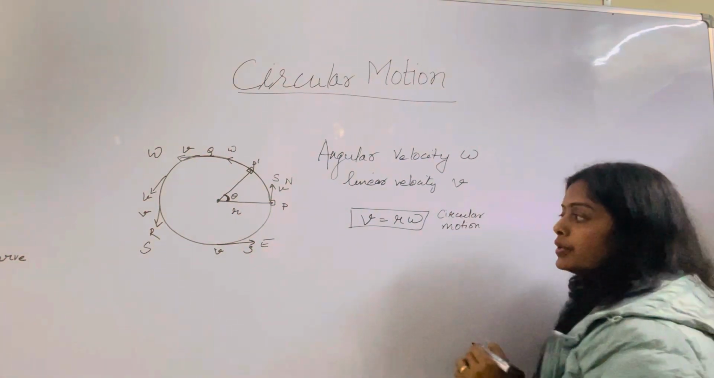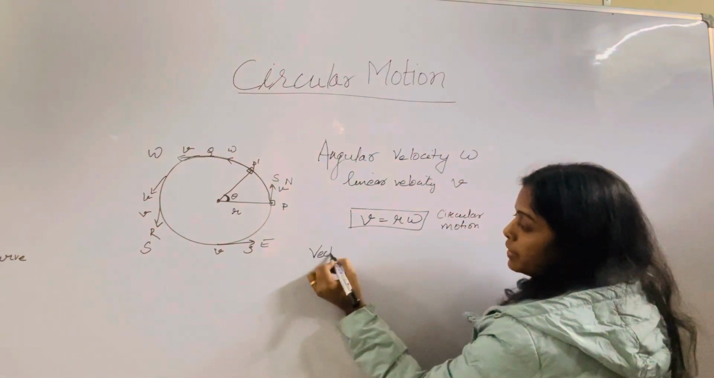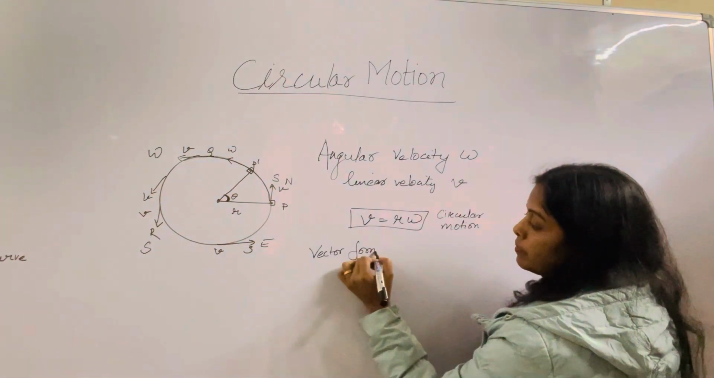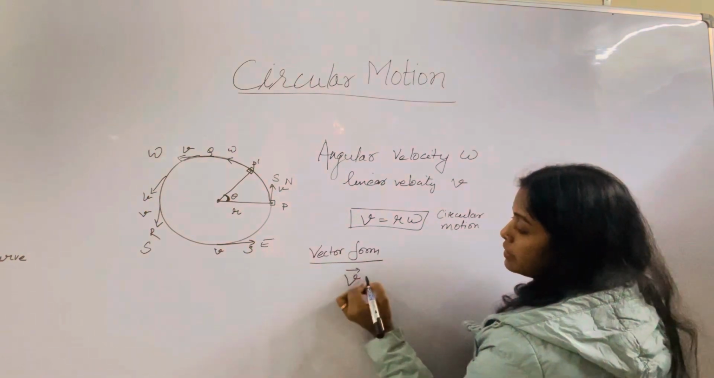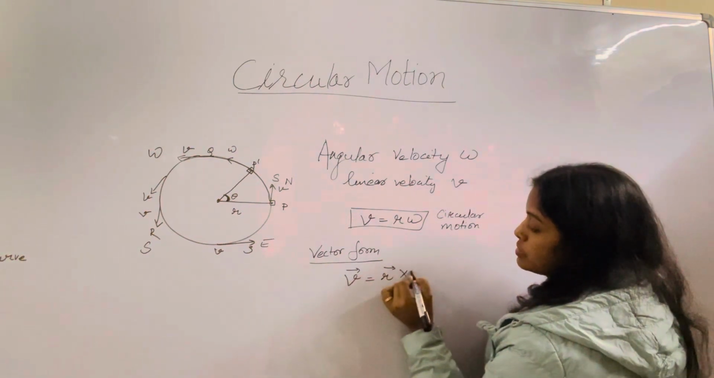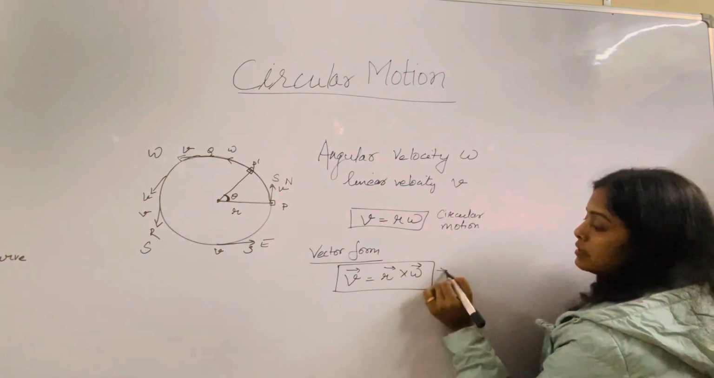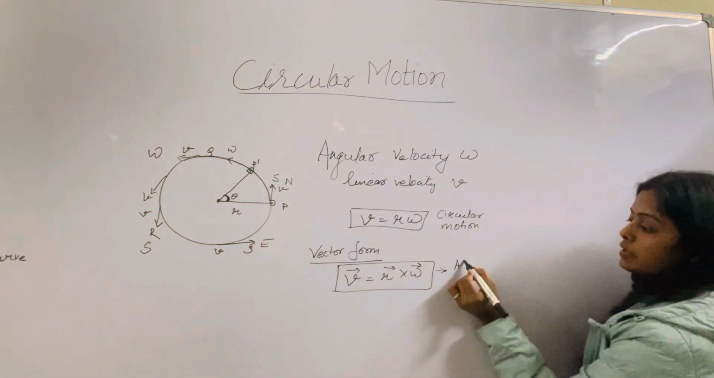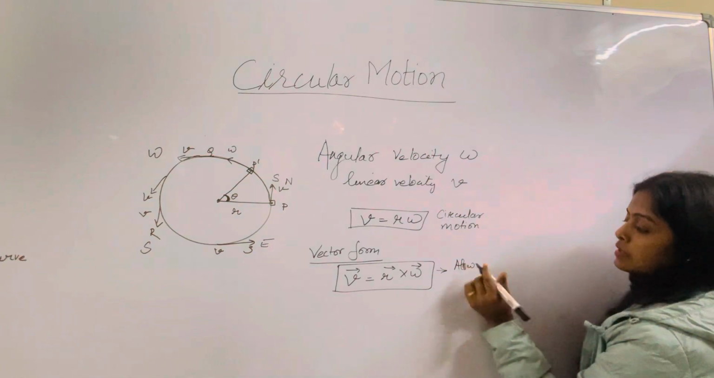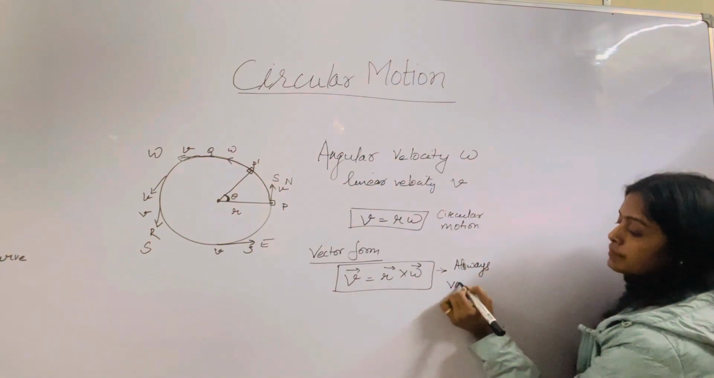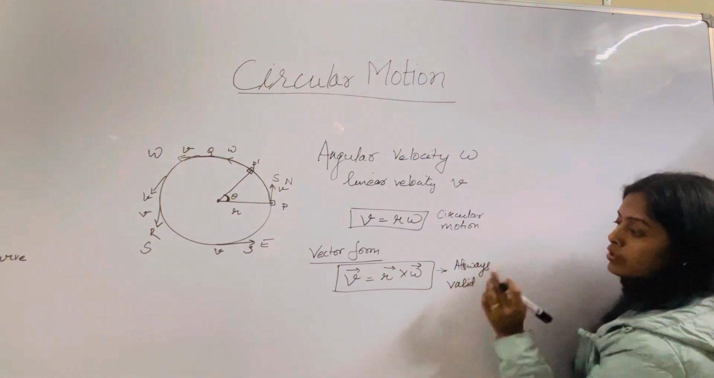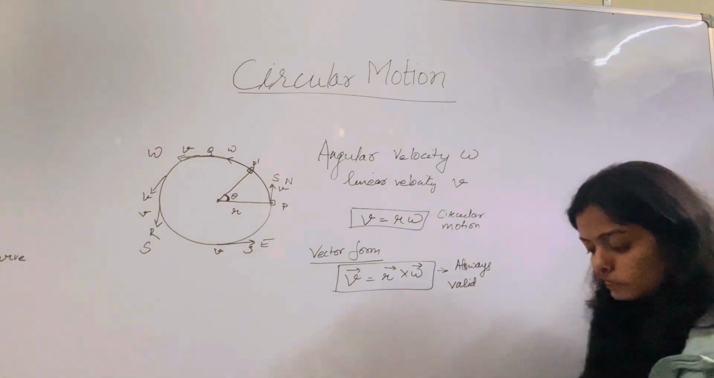How do we note it in vector form? The velocity vector V is equal to r cross omega. This relation is always valid, not only in circular motion but in all motions.